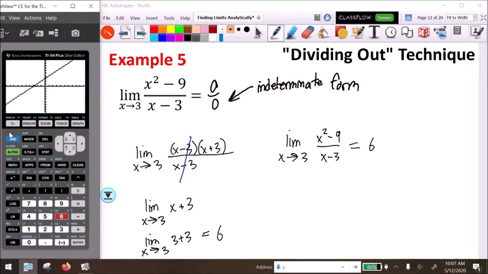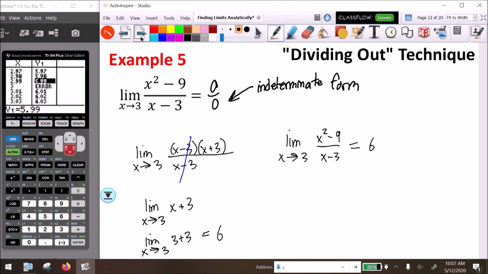Another way you could look at that is by looking at the table. As we get really close to 3, well, 3 gives you an error, but as you get close to 3, I'm going to change my delta x to like 0.01. You could see that on both sides of the number 3, you're getting really close to 6. It's approaching 6 from the right, and it's approaching 6 from the left. So we just really verified that this limit is equal to 6.